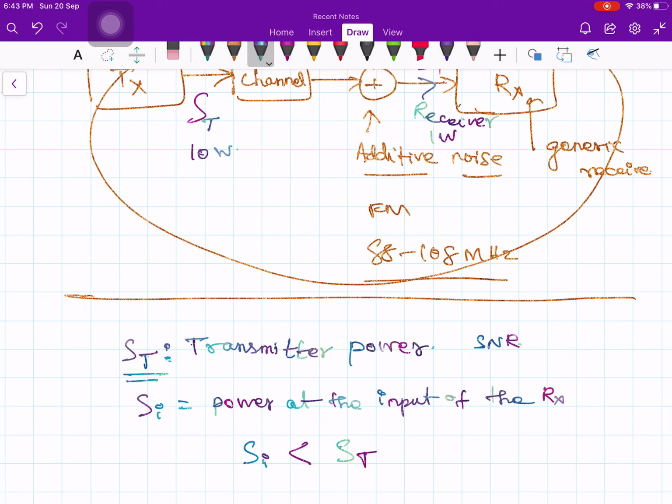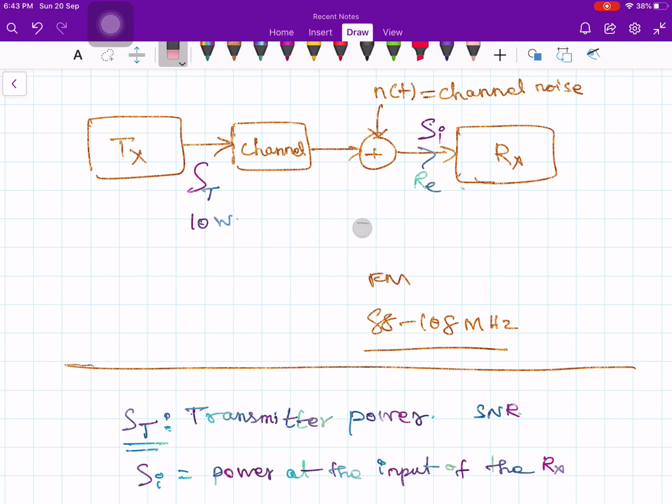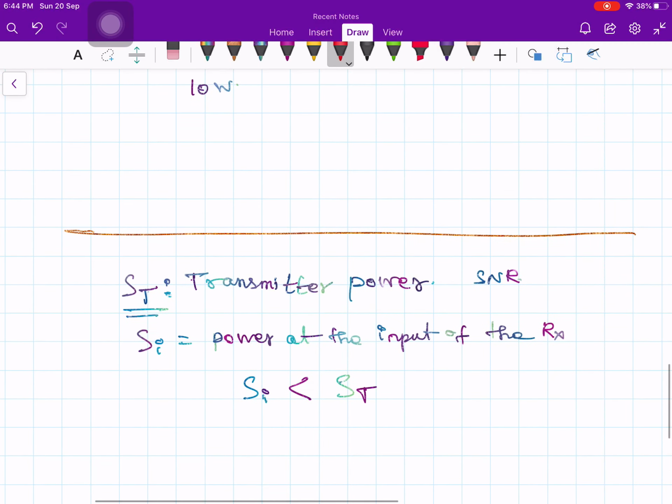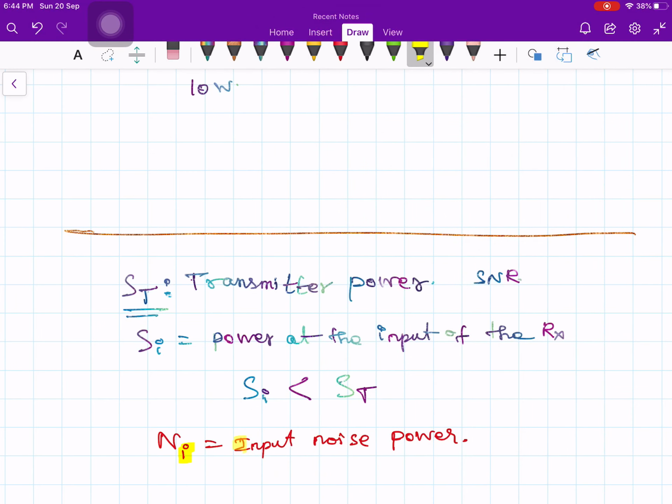The second thing is, let us talk about the noise power at the input to the receiver. Let me denote the noise power as N suffix I, input noise power. The suffix I denotes input, and that I indicates input to the receiver. The subscript I here stands for input to the receiver.